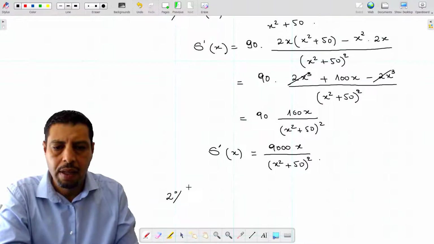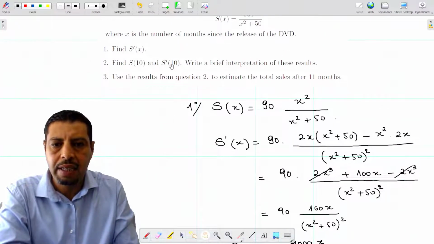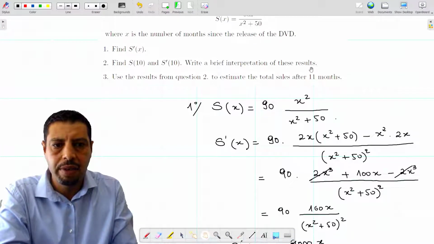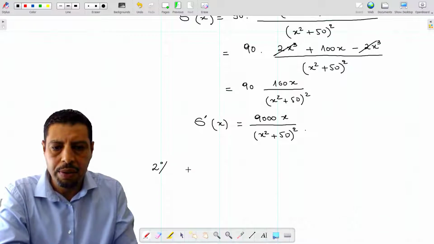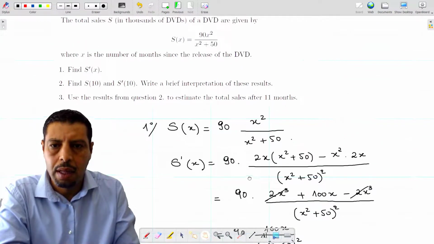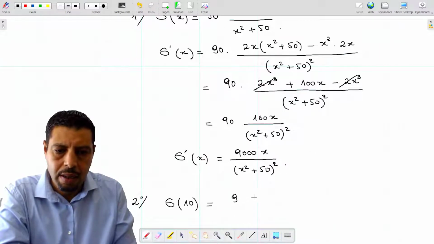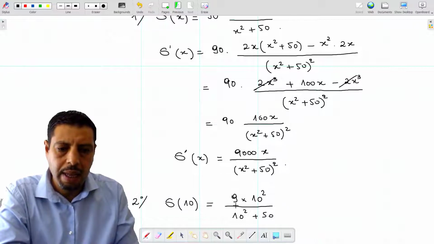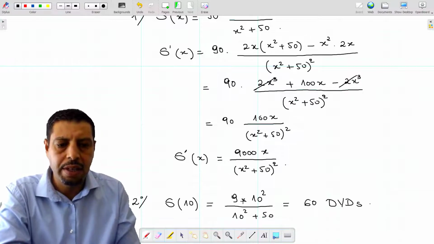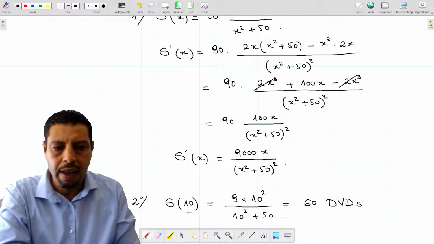Second question, find S of 10 and S prime of 10 and write a brief interpretation of these results. So let's compute S of 10, which is 90x squared over x squared plus 50 applied to 10. So 90 times 10 squared over 10 squared plus 50. And you compute this quantity and you will find that it's 60 what? 60 DVDs, since the S represents the number of DVDs sold after x months.